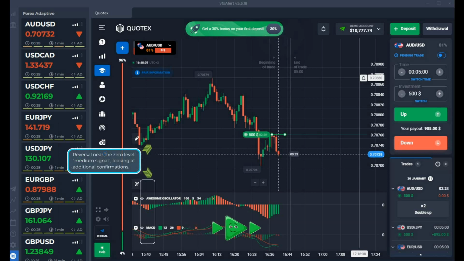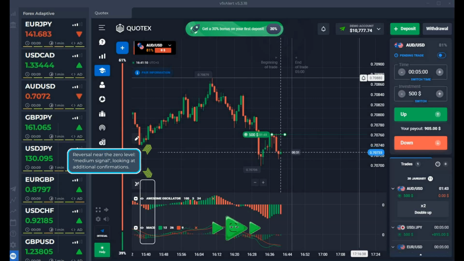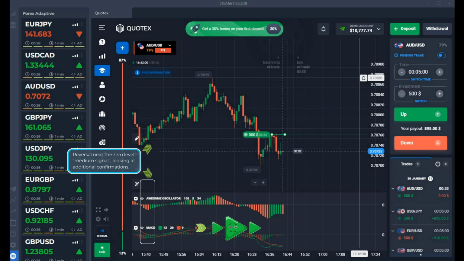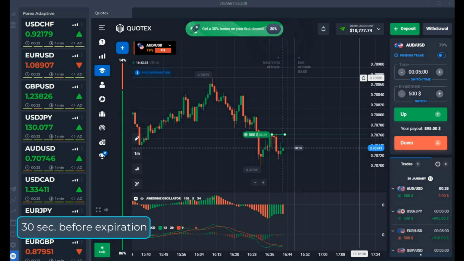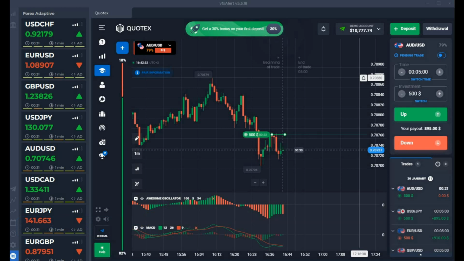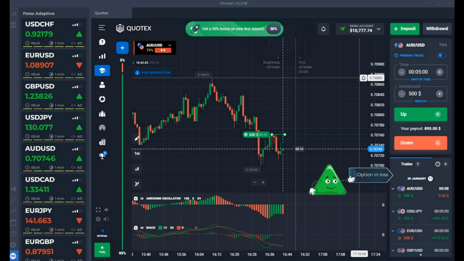There were all conditions for the up option, but the deal was at a loss. This is fine. There are no strategies in which all signals are correct. There is still time. There may be a quick rollback to the opening level. Option loss. Probably the market goes into a sideways trend. We are waiting for the next signal.